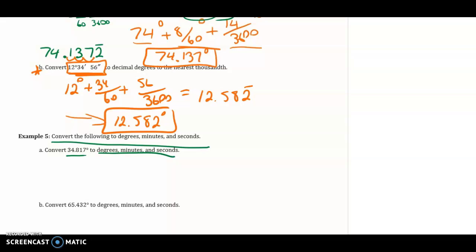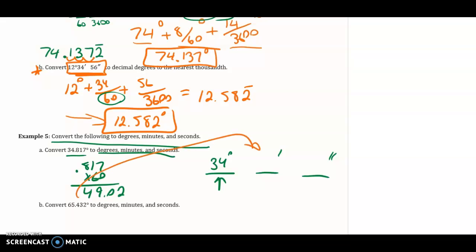The first thing we're going to do is take this and split it up into degrees, minutes, and seconds. I already have the 34 degrees, so I'm not concerned about that. I'm going to take the 0.817, and notice on the last one we divided by 60, so now I'm going to multiply by 60. When I do that, I get 49.02, and I'm going to grab the whole number, 49, and put it over to my minutes. I still have this 0.02, and that I'm going to turn into seconds.